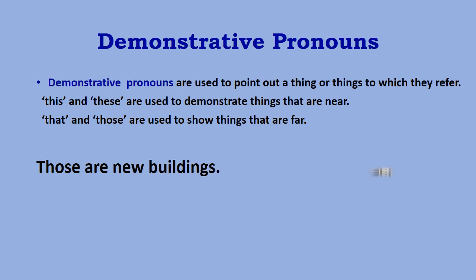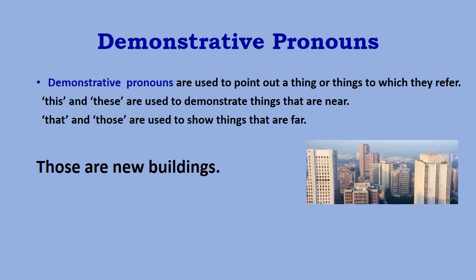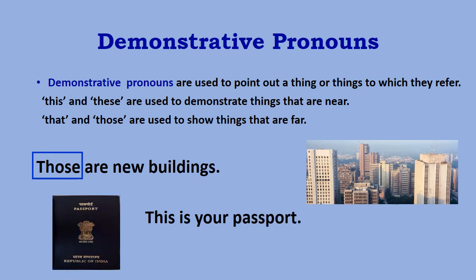Those are new buildings. Here, "those" is pointing at the buildings. It is demonstrating the buildings which are new. So, "those" here is a demonstrative pronoun. This is your passport, showing that this particular passport is yours. It is demonstrating the passport, the thing it is associated with. It is a demonstrative pronoun.